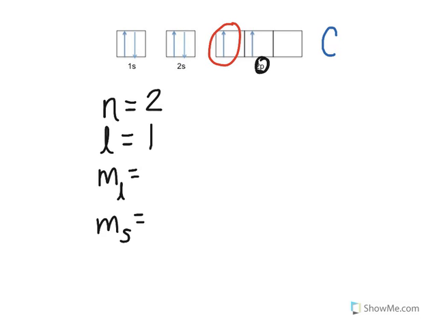M sub L was the position on the number line. So remember, it was zero in the middle, positive ones on the right, negative ones on the left. This particular electron we're looking at is in the negative 1 spot. And then M sub S is the spin of the electron. This particular electron happens to be pointing up, so the spin is positive 1/2. So this is the electron address, or the quantum numbers, for this particular electron in carbon.